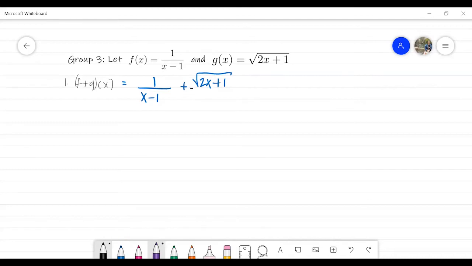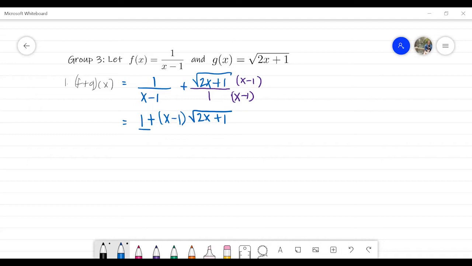I would at least give them a common denominator. So we're going to say times x minus 1, right? So then we end up with 1 plus x minus 1 times square root 2x plus 1, all over x minus 1. Is it pretty? No, but that's fine. And this is f plus g of x, cleaned up.